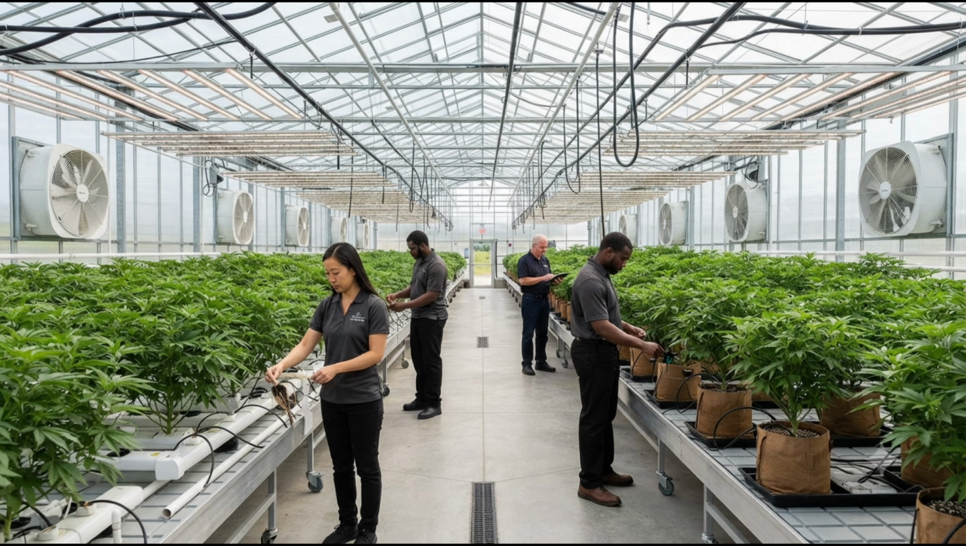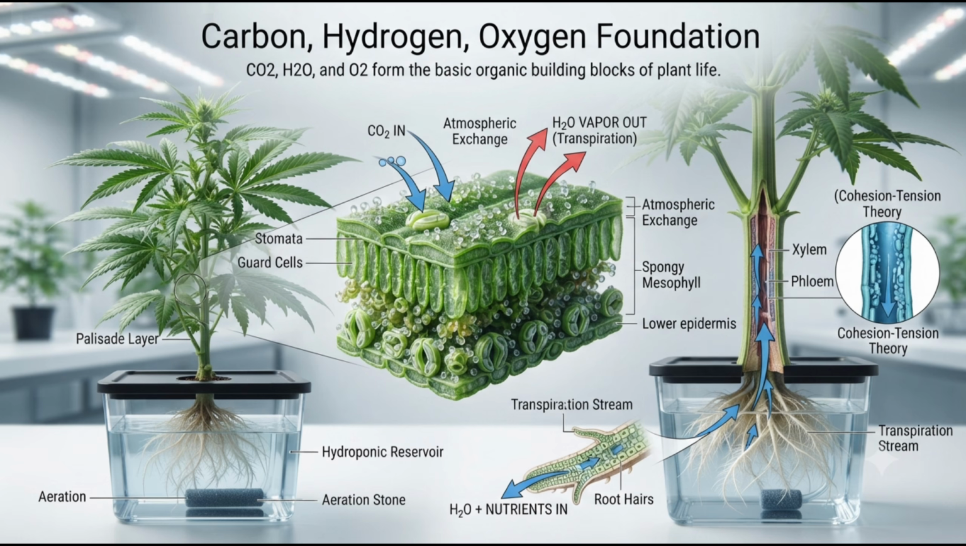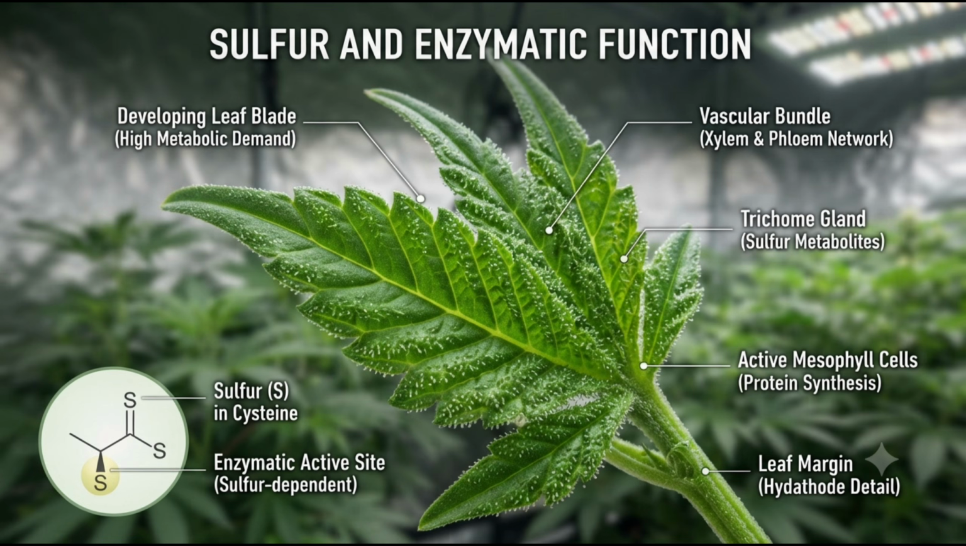At the foundation of this system is the full requirement set of 19 essential elements, each contributing to a different layer of plant structure and metabolism. Carbon, hydrogen, and oxygen form the structural backbone of biomass and are sourced from air and water. Nitrogen, phosphorus, and potassium regulate growth, energy transfer, and metabolic expansion. Calcium, magnesium, and sulfur provide structural integrity, chlorophyll function, and enzymatic activation.